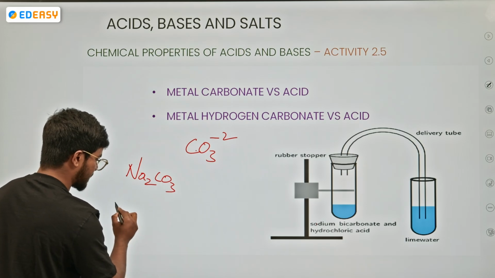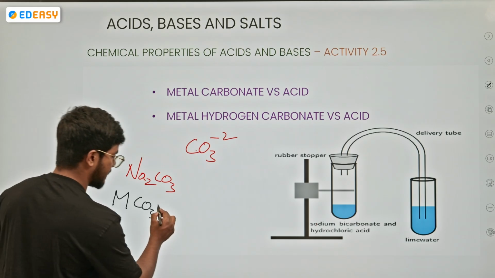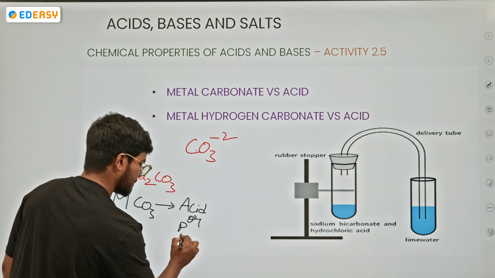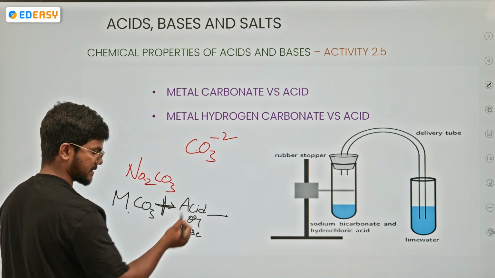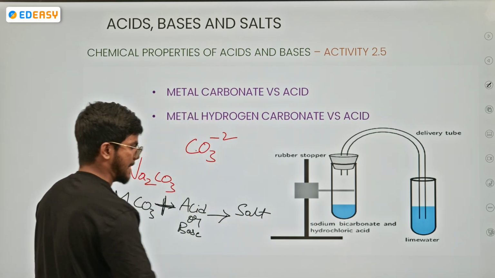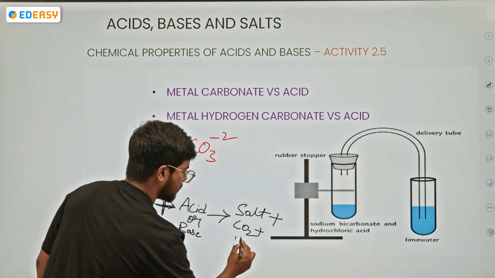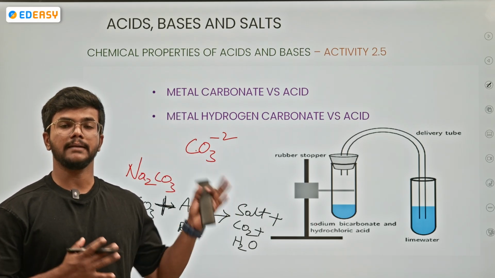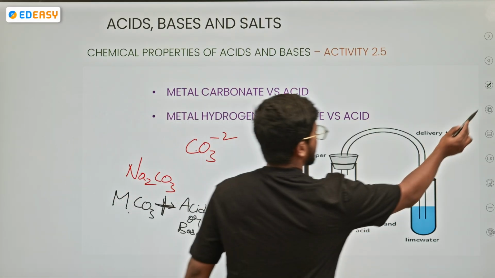The general representation: metal carbonate, metal CO3, when it reacts with an acid or base, what are the products? When metal carbonate reacts with acid or bases, it gives salt, plus carbon dioxide, plus water. This is the general representation of the reaction between metal carbonate or metal hydrogen carbonate and acid. Let me give an example.